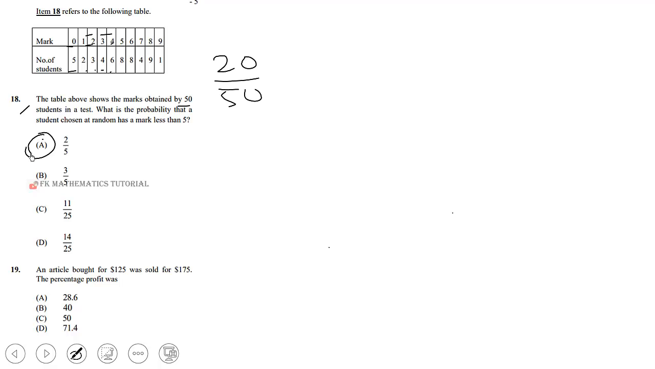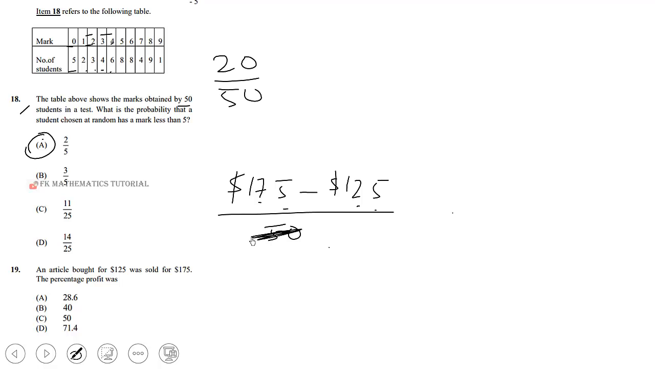An article bought for $125 was sold for $175. The percentage profit was. To find the percentage profit, find the change, which is $175 minus $125. And that will give us 5 minus 5 is 0, 7 minus 2 is 5, so that will be 50. So 50 out of the old price, which is the initial price, the cost price, which is 125. 50 out of 125 times 100%.